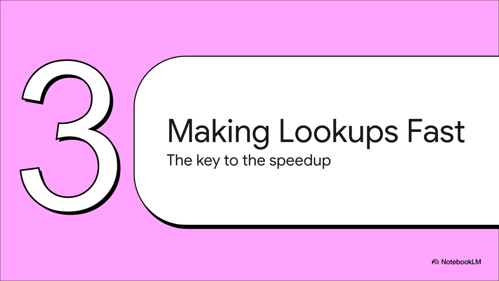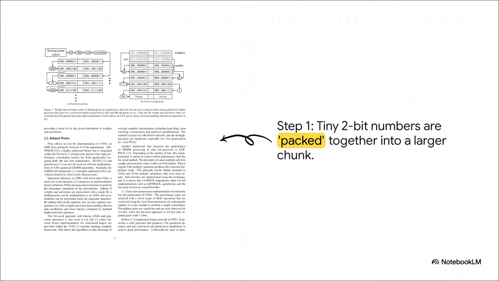But just having a lookup table isn't quite enough. If you have to look up millions of answers one by one by one, it's still going to be slow. The real genius of DeepGEMM is how it does these lookups at lightning speed. So how'd they pull it off?